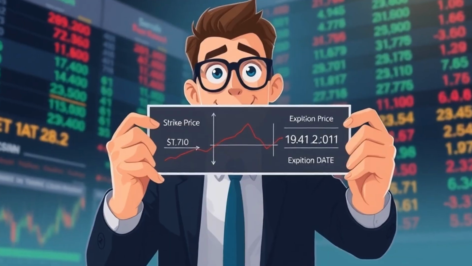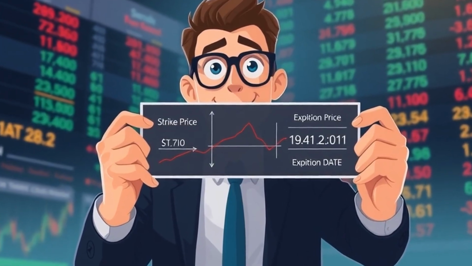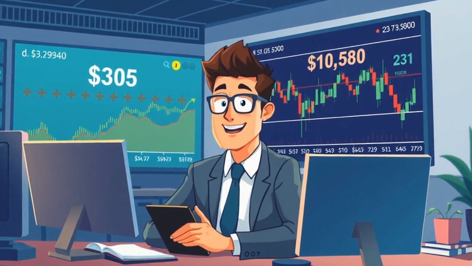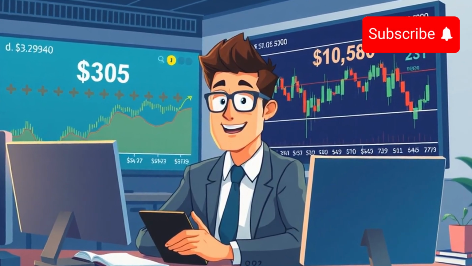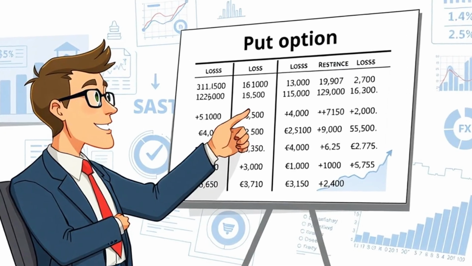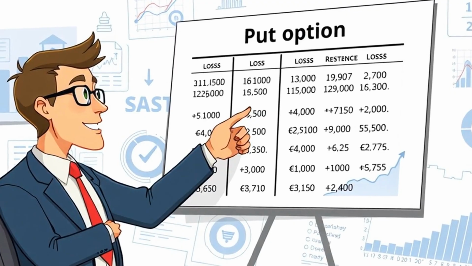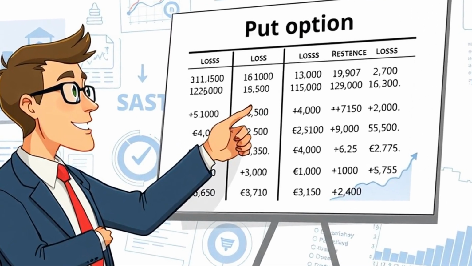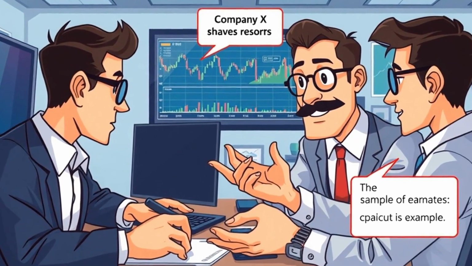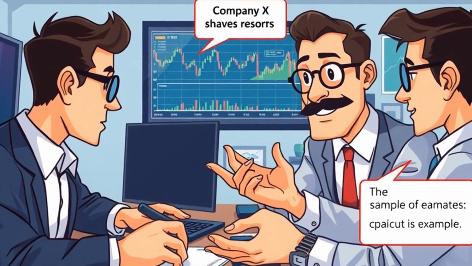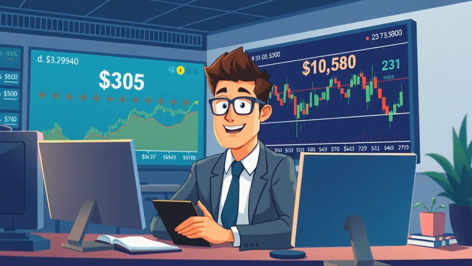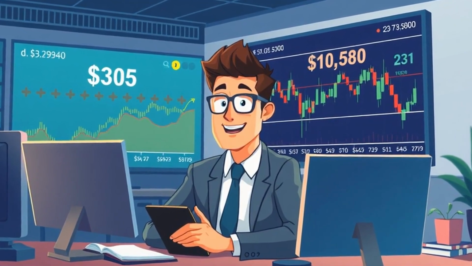Suppose you anticipate that shares of Company X, currently valued at $100, will decline. You purchase a put option with a strike price of $95, paying a premium of $3 per share, amounting to $300 for 100 shares. If the shares drop to $85 by the option's expiration, you can sell at $95, reaping an intrinsic value of $10 per share. After accounting for the premium, your profit would be $700. Conversely, if the shares remain above $95, your option expires worthless, and you incur the premium loss of $300. This scenario highlights that while buying puts can deliver substantial returns if the stock drops significantly, your risk is limited to the premium paid.